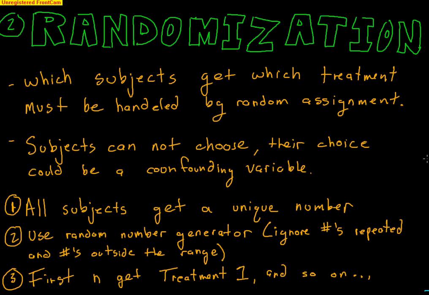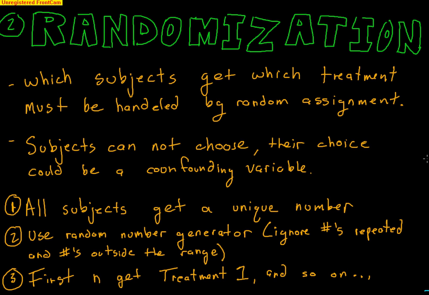So let's review the 3 steps to choosing random groups. First, all the subjects would get a unique number. Second, use a random number generator, which could be a random number table or your calculator. Make sure you ignore repeats, because Jimmy can't be picked to go into both groups. And make sure that you ignore numbers outside of your range. And then the first N people chosen would get treatment 1, the next N would get treatment 2, the next N would get treatment 3, and so forth. If you only have 2 treatments, the first N get treatment 1, everybody else gets treatment 2. But how you pick those people must be random.